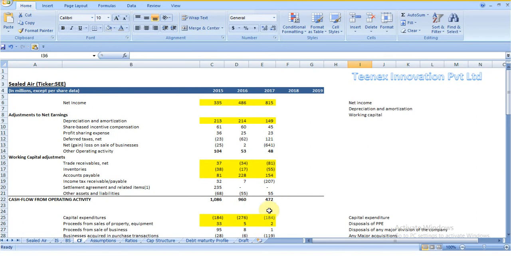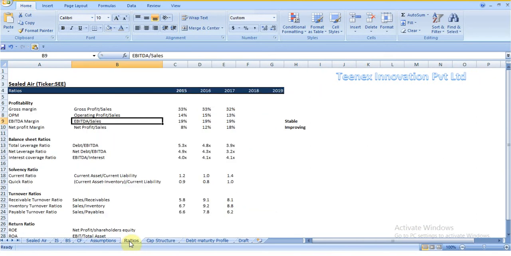We also have ratios with us. In the ratios, we have profitability ratios, balance sheet ratios, solvency ratios, turnover ratios, and a few other ratios. In the profitability ratios, all the margins look healthy. Gross margin in 2017 slightly declined. Operating profit margin again slightly declined, but EBITDA margins are largely stable. Net profit margins are increasing. It is improving, which is good for the company.